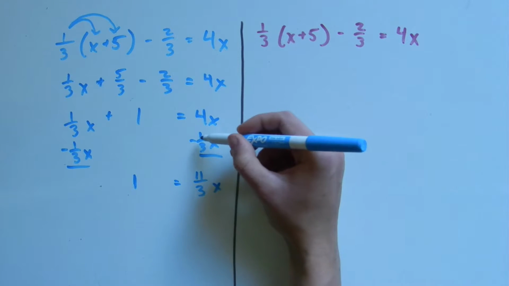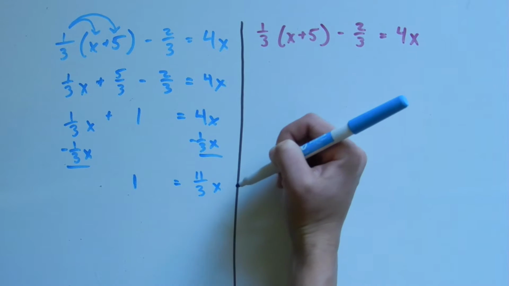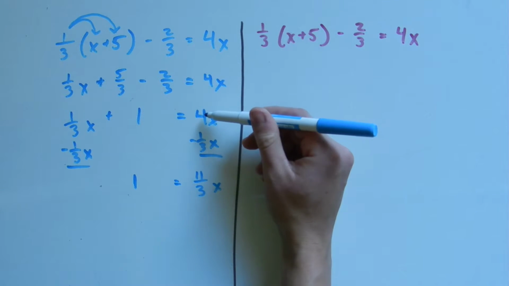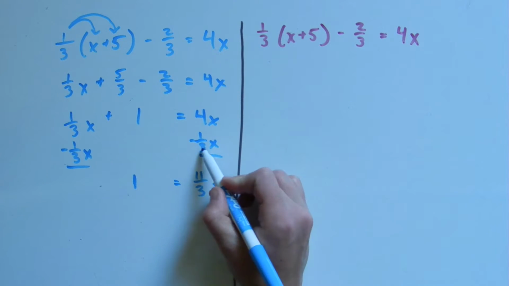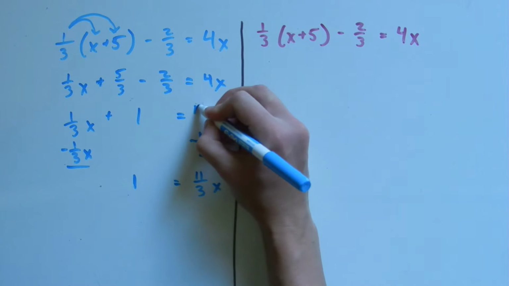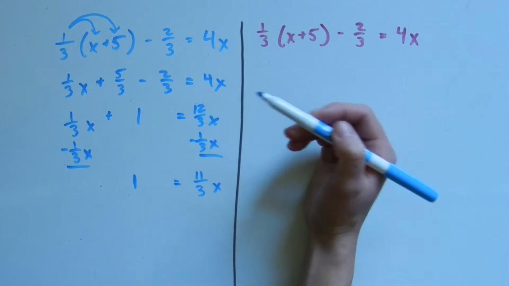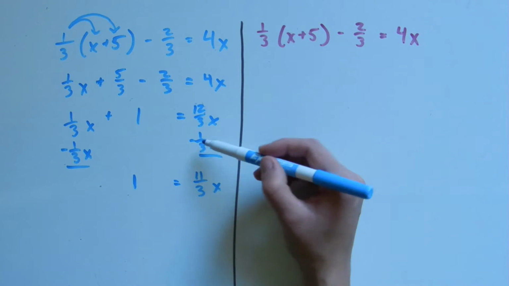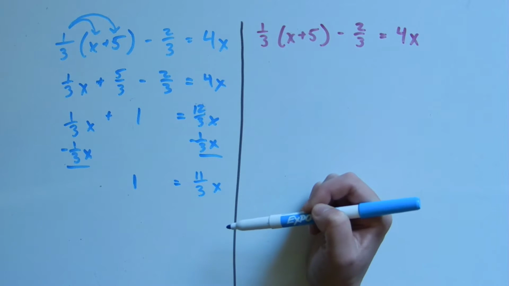So 4x minus 1/3 x is 11 over 3x. Another way to look at this is if you rewrote 4 with a denominator of 3, 4 is really 12/3, because 12 divided by 3 is 4. So 12/3 x minus 1/3 x is equal to 11/3 x.